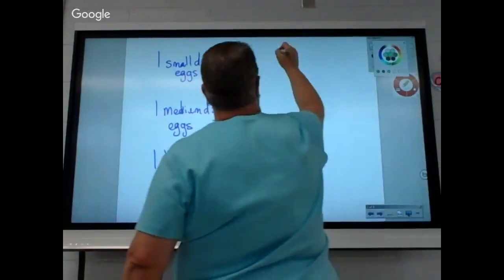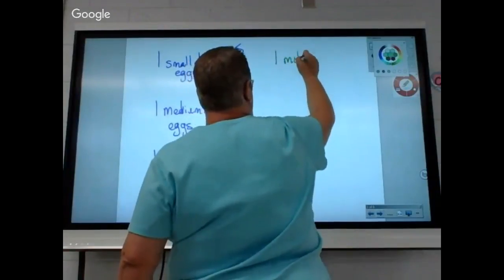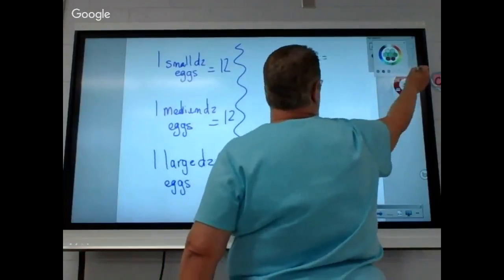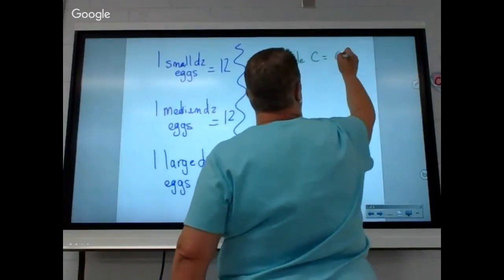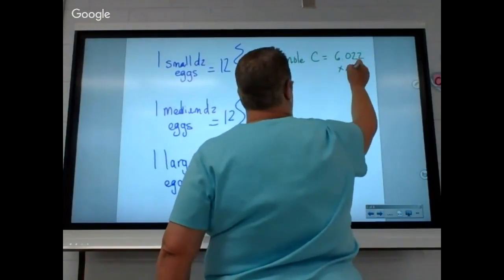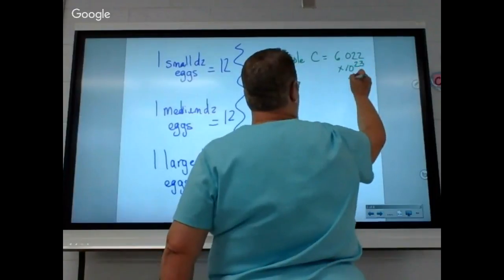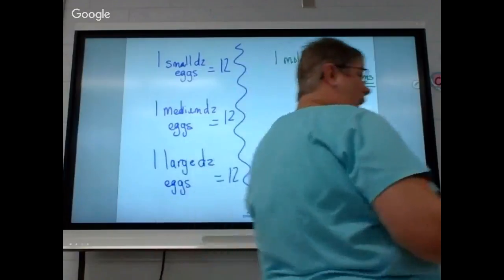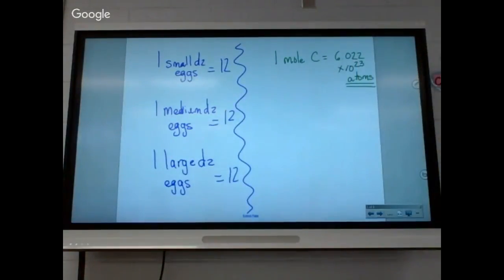Now, I need to condition you in a chemistry class that, change that, 1 mole of carbon, any kind of element, all right, is equal to 6.022 times 10 to the 23rd. Okay, that's the number of atoms you have. 6.022 times 10 to the 23rd. It's not 12 to be a mole. It's a different number, but it's the same concept.